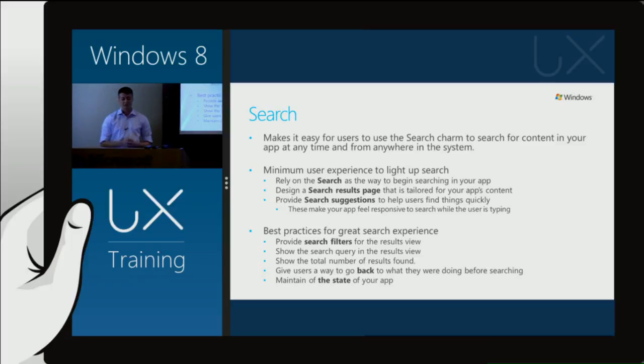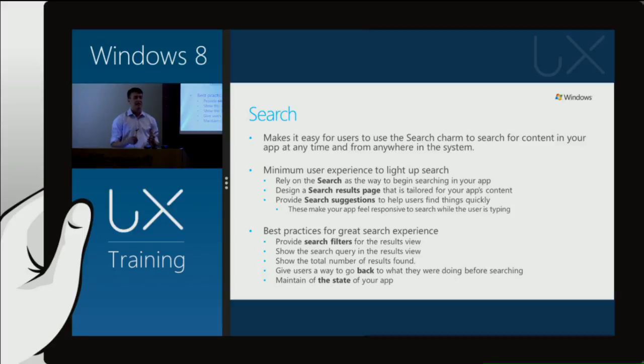So what else? What do you need to do to minimally light up in the search experience? Well, the first thing is you need to integrate with all the APIs for supporting the search contract. That means you need to be able to receive the search query from Windows. And when you're running, this is as simple as creating a search pane object, listening to an event that will fire anytime the user hits the search button. When you're not running, this all happens through activation. So basically, Windows will start you up.